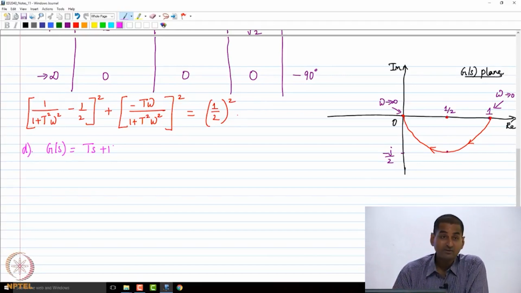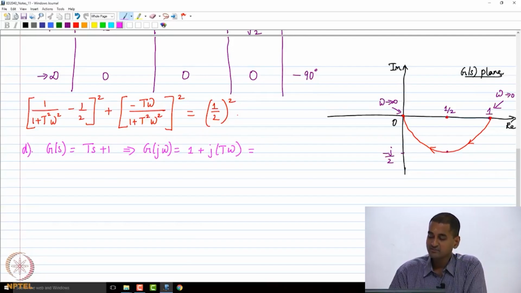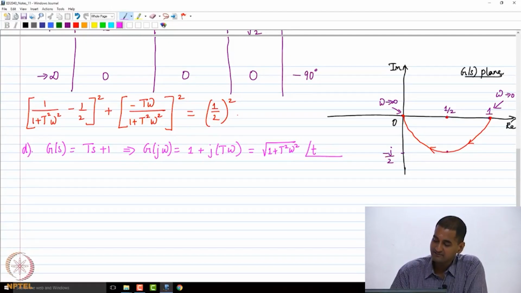Okay, so now let's see what happens in the Nyquist plot. So this is g of s. So what happens to g of j omega? It is essentially 1 plus j times t omega. So this will give me the magnitude as the square root of 1 plus t squared omega squared, and the phase is going to be just tan inverse of t omega.